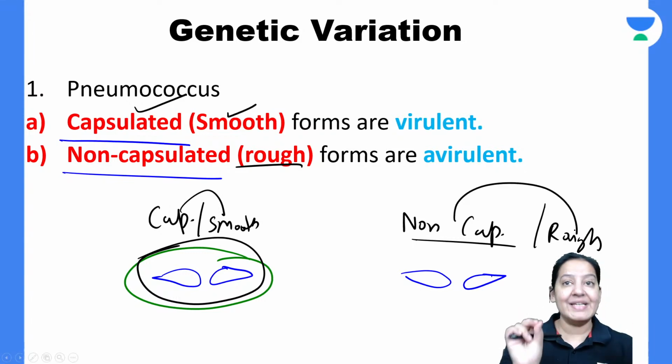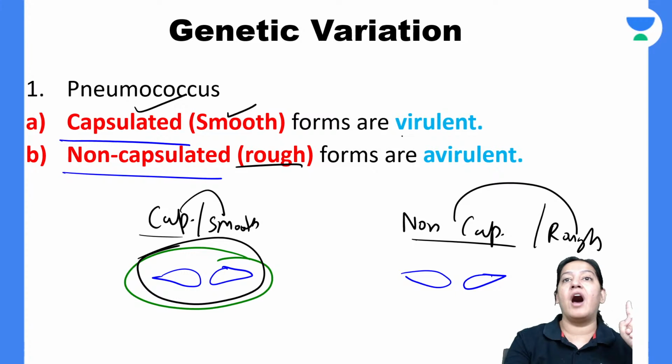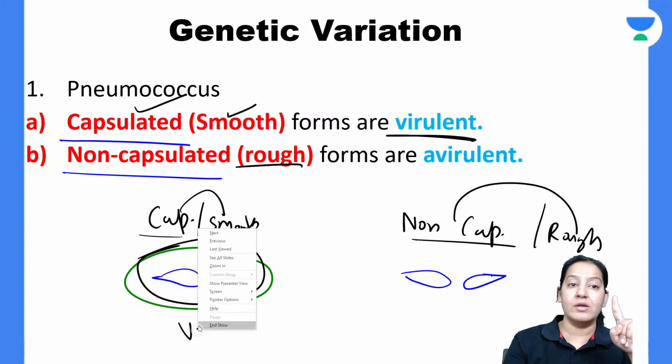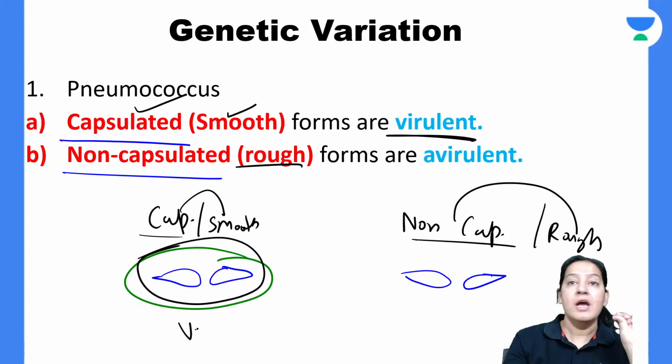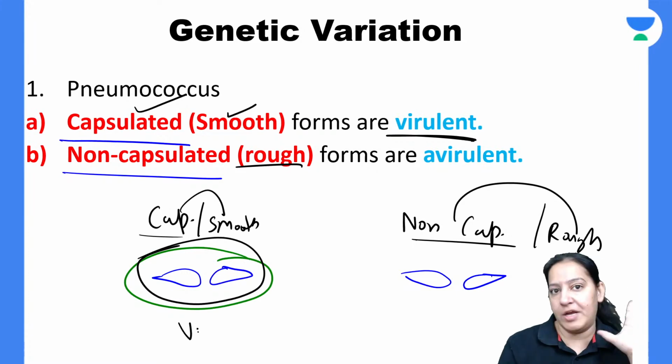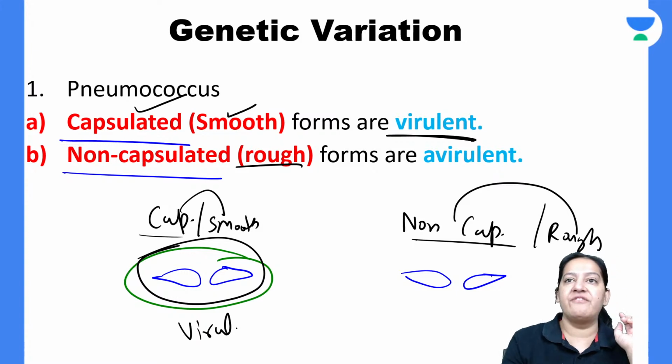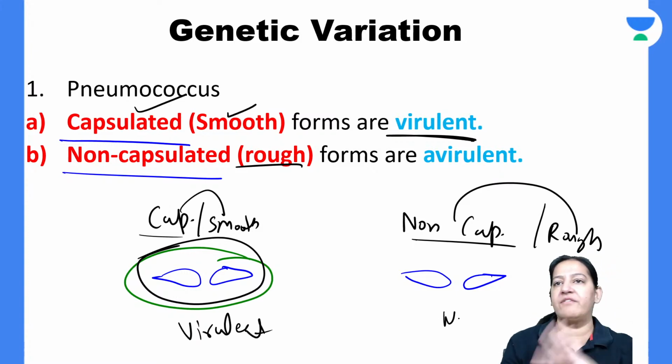Now the point is that the capsulated ones are virulent. They cause disease. The capsule is required for disease, for causing pneumonia and other diseases. Without capsule, they cannot cause pneumonia in humans. So the capsulated ones are virulent and the non-capsulated ones are avirulent. Avirulent, they do not cause disease.